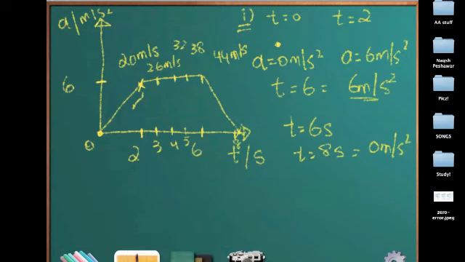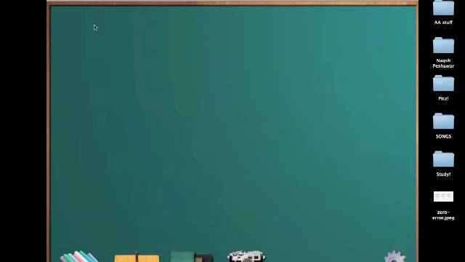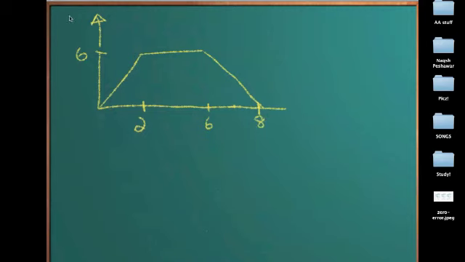Okay, I don't think I need this because then my pointer becomes slow. Now for the same curve, let's find out what other information we can get from it. We have seen the acceleration. Let me draw the same curve again. This is 2, this is 6, and this is 8. This is an acceleration time graph, so acceleration in meters per second square. This would be time in seconds.